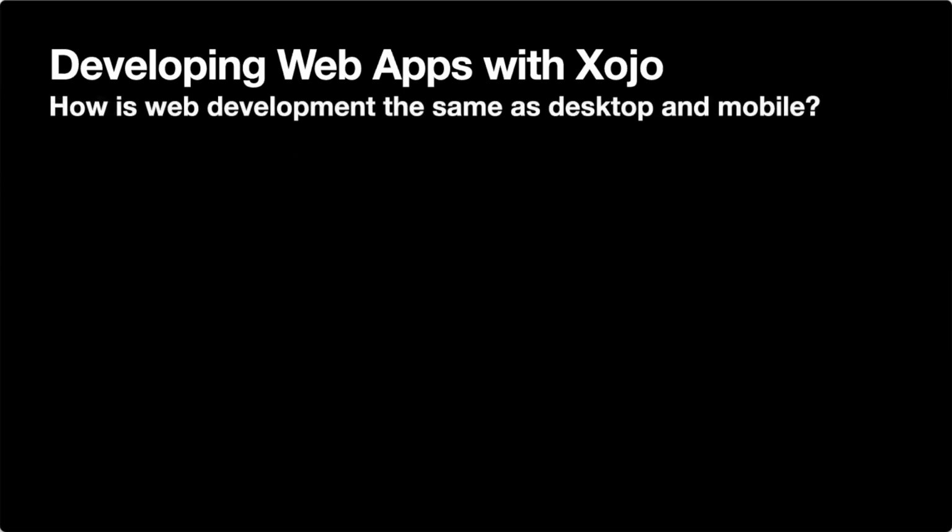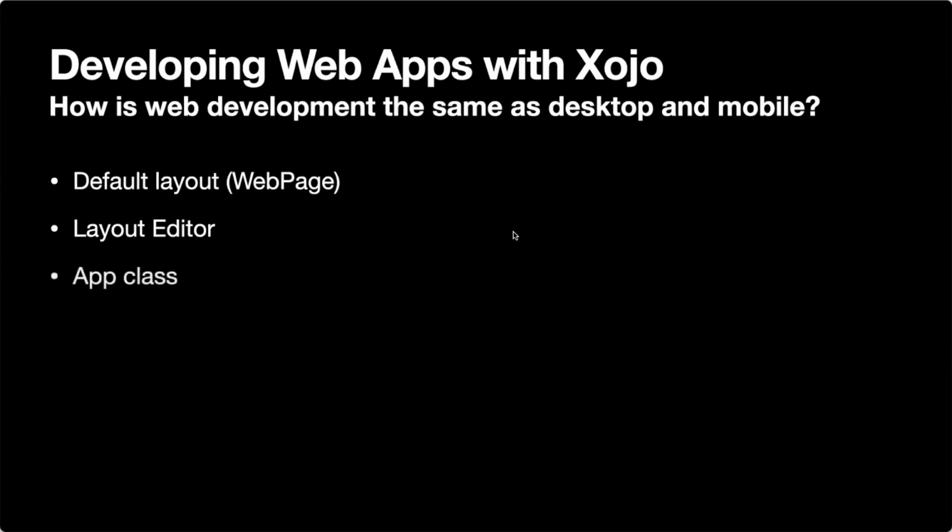So how is web development the same as desktop and mobile development? Well, it is mostly the same. You've got a default web page. Just like in a mobile app, you have a default screen, and in a desktop app, you have a default window. So in a web app, you have a default web page. The layout editor pretty much works the same way. Drag and drop, double click on controls to select events, add code. That's all pretty much the same.